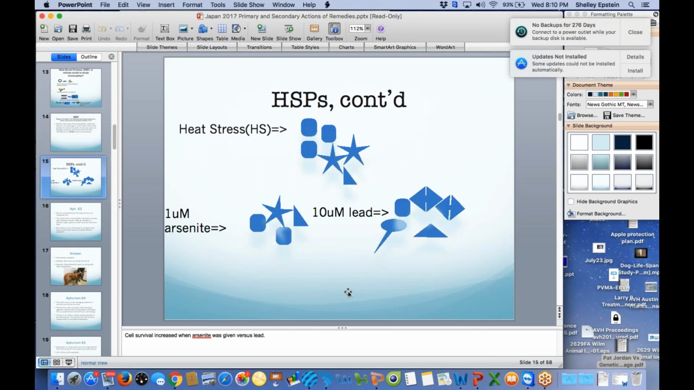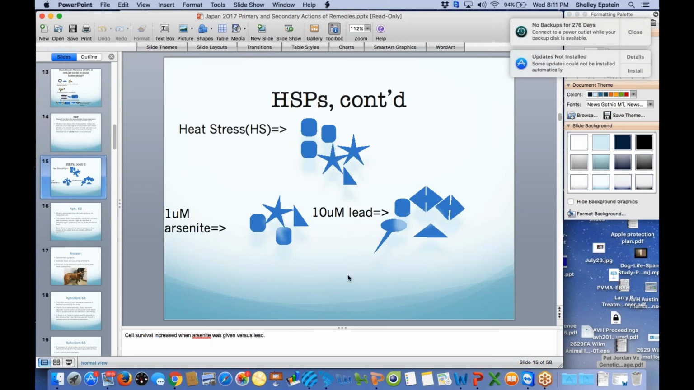Here you have schematically represented heat stress proteins, what would happen in heat stress. And then if you gave arsenite, which is the stand-in for arsenic here, you would get these different types of heat shock proteins produced, like a different group of them. And if you gave lead, you'd get an even different group. So what does this look like? You've got a little more similarity here between the heat stress and the arsenite than you do with the lead and the arsenite and the heat stress.